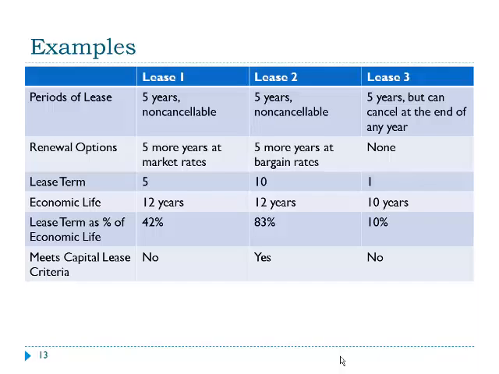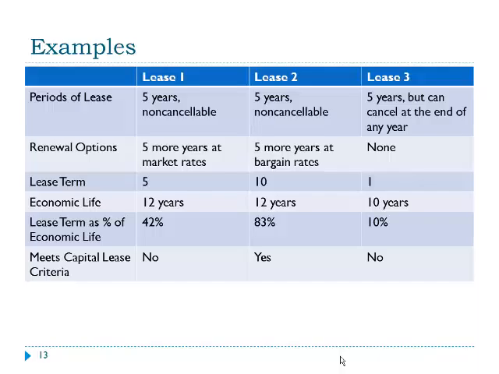Let's look at lease 2. If we have a lease that is 5 years non-cancelable and then can be extended for 5 more years at bargain rates, that is a total lease term of 10 years because we assume that the lessee will take advantage of any bargains. If the economic life is 12 years, then the lease term as a percentage of economic life is 83%, and it does meet the criteria to be a capital lease.